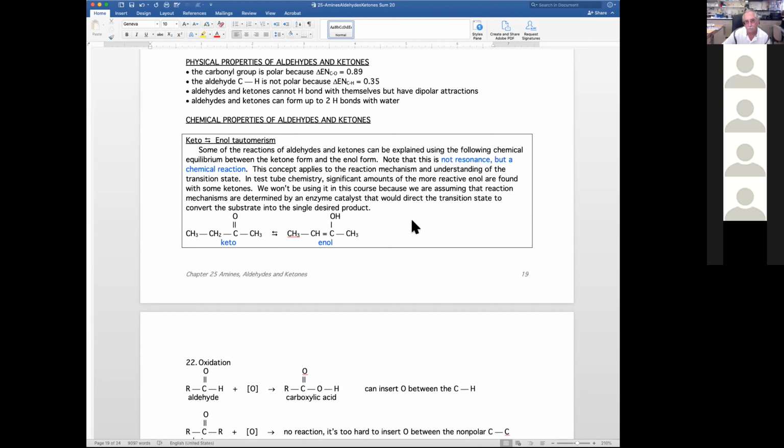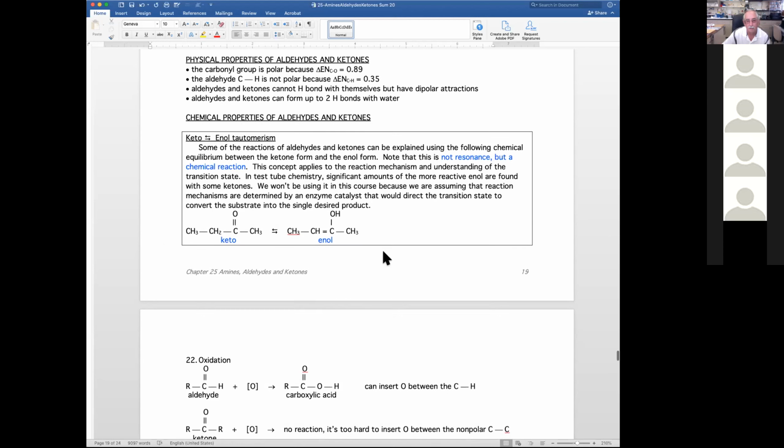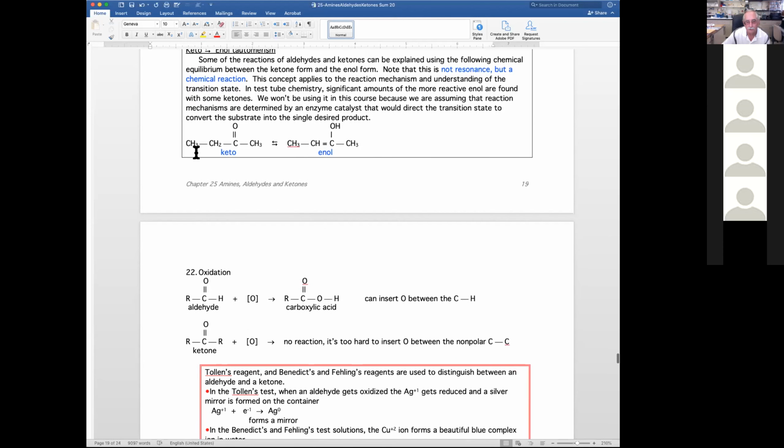Because the enzyme is going to bind this substrate right here and either hold it into the keto form or make it transform into the enol form. That's part of the transition state. But we're not going to use that in this course because we're not really doing mechanisms.